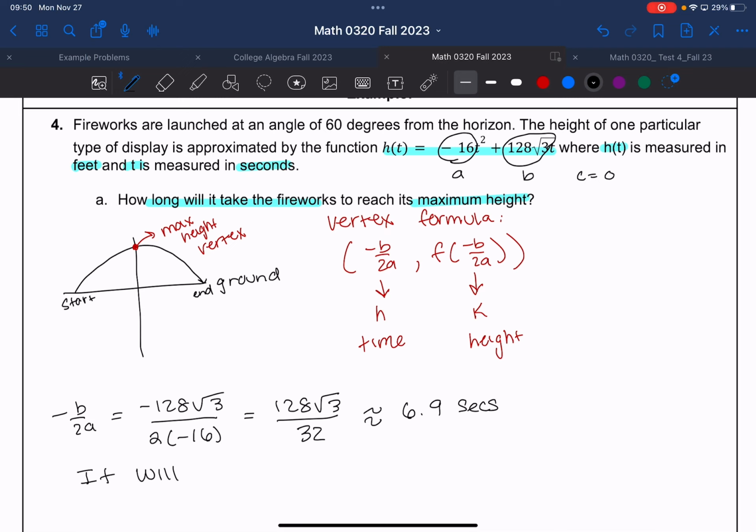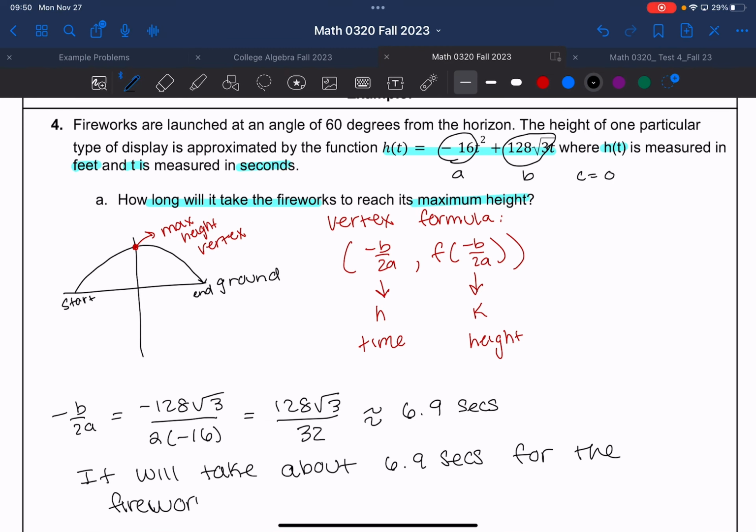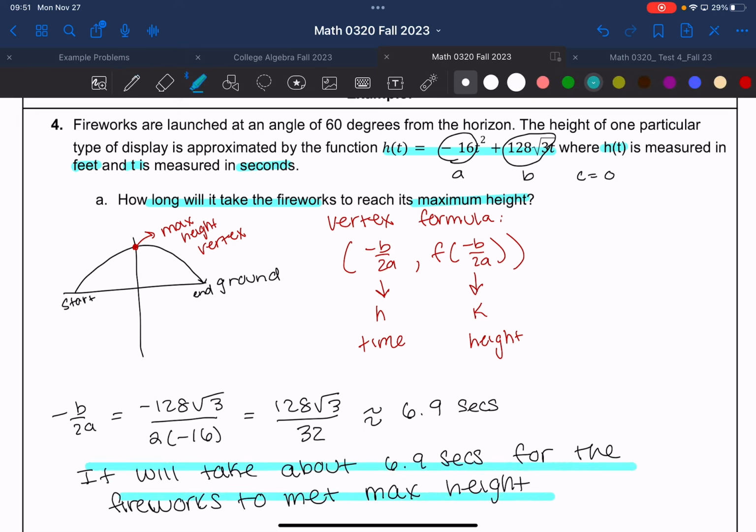It will take about 6.9 seconds for the fireworks to meet maximum height. Okay. Remember, since it's an application, a word problem, our answer is always in a sentence.